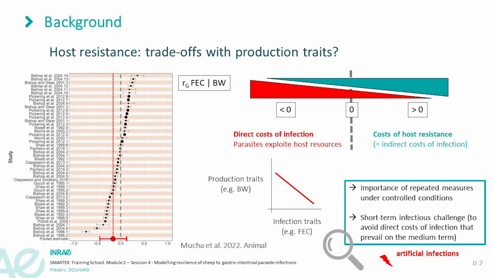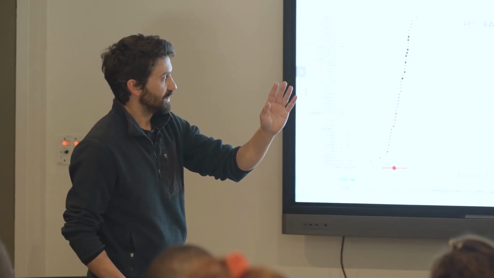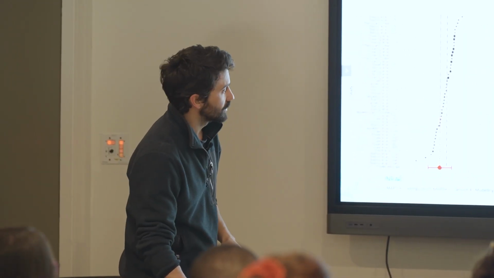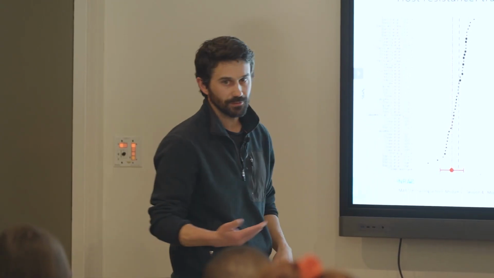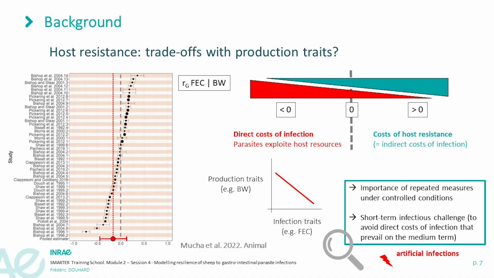Just to remind you of the interpretation of this genetic correlation, if we have a genetic correlation that is negative, this means that we have a cost of infection. So the relation is negative. So it means that the more you are infected, the more you lose in terms of production. And on the other hand, the cost of resistance would be a positive correlation. So basically, these are the situations.